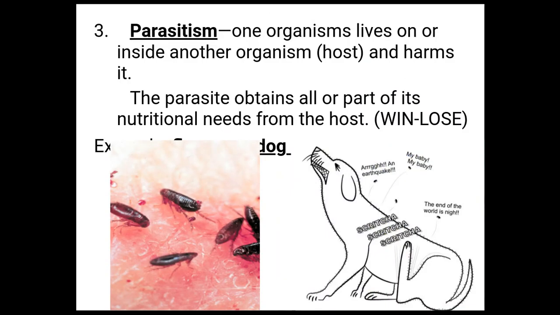The last one is parasitism. That's when one organism lives on or inside another organism, a host, and then harms it in the process. So examples of parasites are fleas and ticks. We look at our dog example here. We have a flea or a tick. The tick is just going to suck the blood of the dog, and it harms the dog in the process. So here the tick wins, but the dog loses. So it's a win-lose relationship.